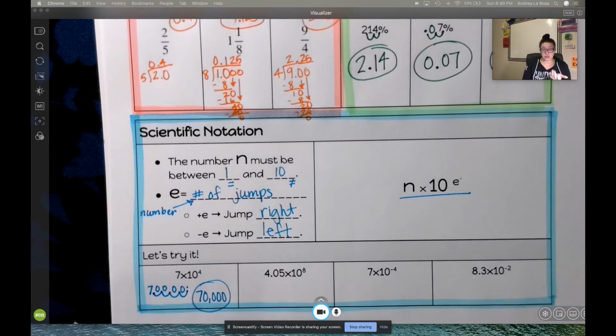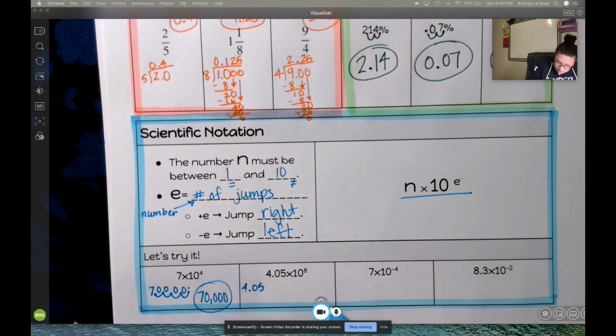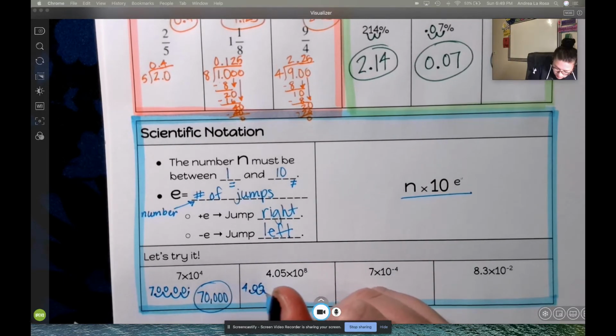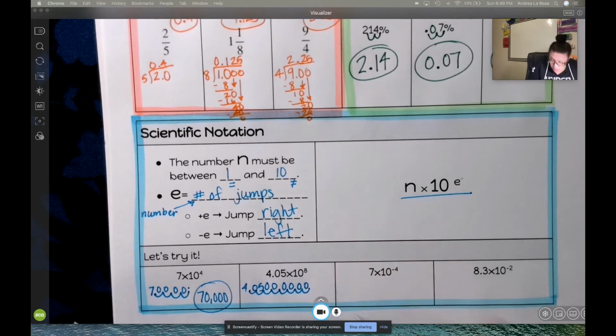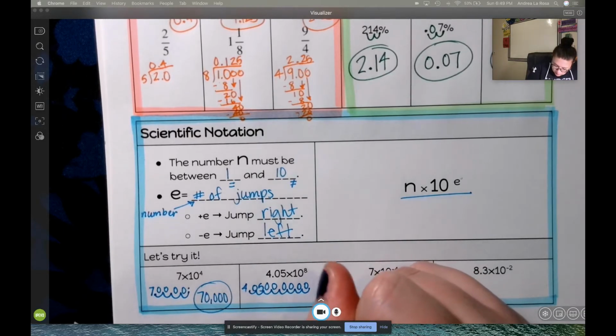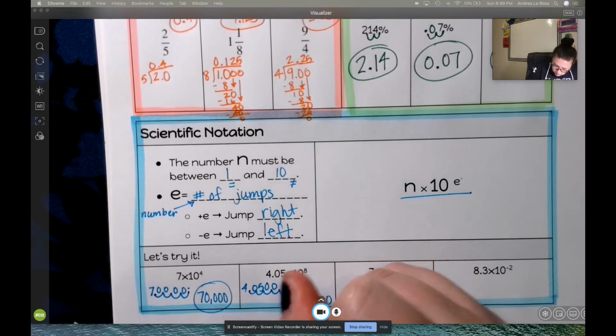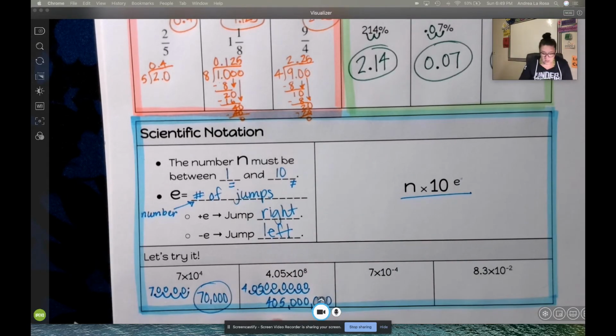So if you're doing it the paper way, again, we do 4.05. I want to move my decimal 8 times. So I go 1, 2, 3, 4, 5, 6, 7, 8, and fill in those zeros. We got a lot of them. We have 1, 2, 3, 4, 5, 6 zeros at the end, and then we have 405. So we have 405 million for that number.